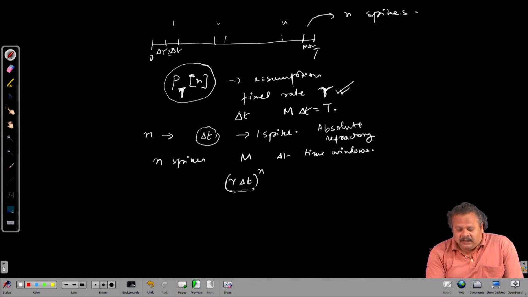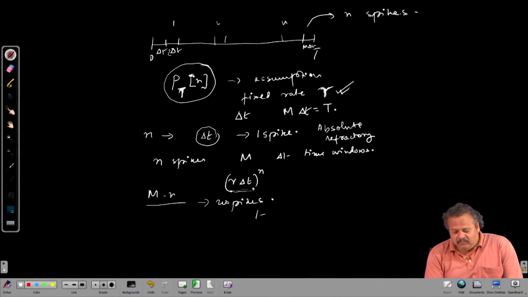Similarly, the other m minus n bins cannot have spikes, and the probability of that is 1 minus R delta T to the power m minus n.